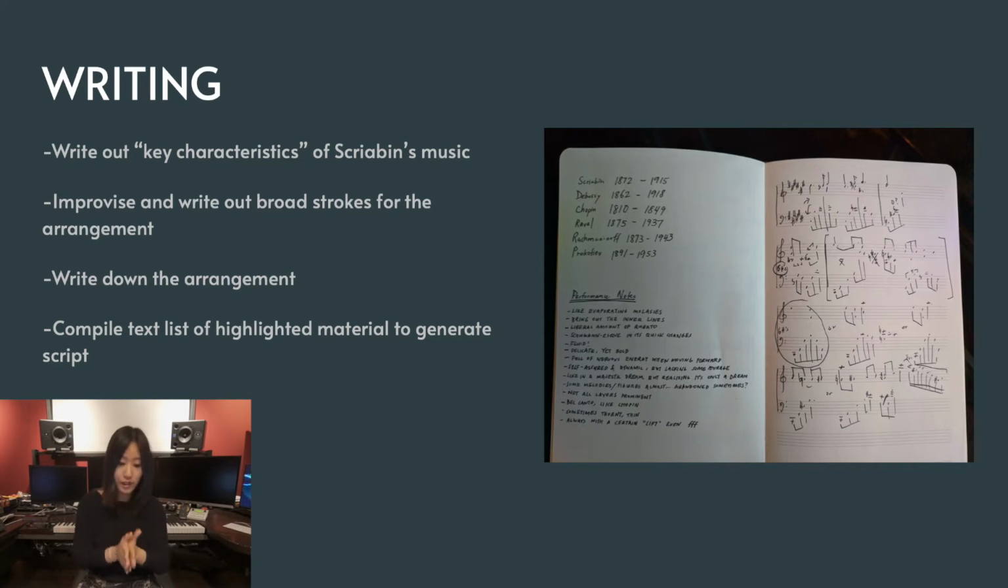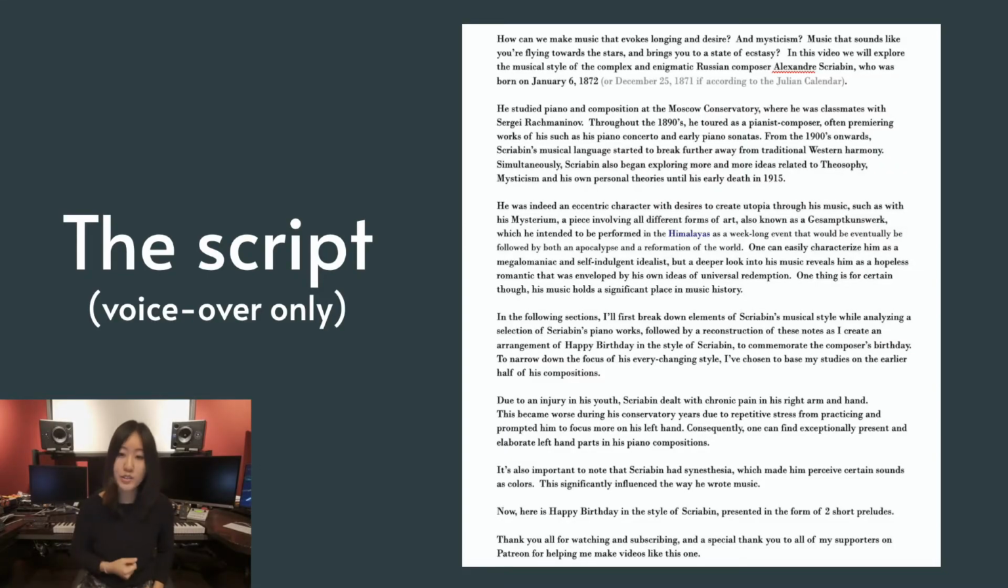And another thing that I do in the writing phase is to compile text of highlighted material to generate the script. In most of these videos, what I script out is only for the voiceovers, because the other sections I just turn on the camera and I film as much, and the refining of what I'm saying happens in the editing. But for the voiceovers, I just write out everything, and as I'm recording, sometimes I'll change the sentence structure, or I will omit or add certain words based on what's comfortable for me speech-wise.